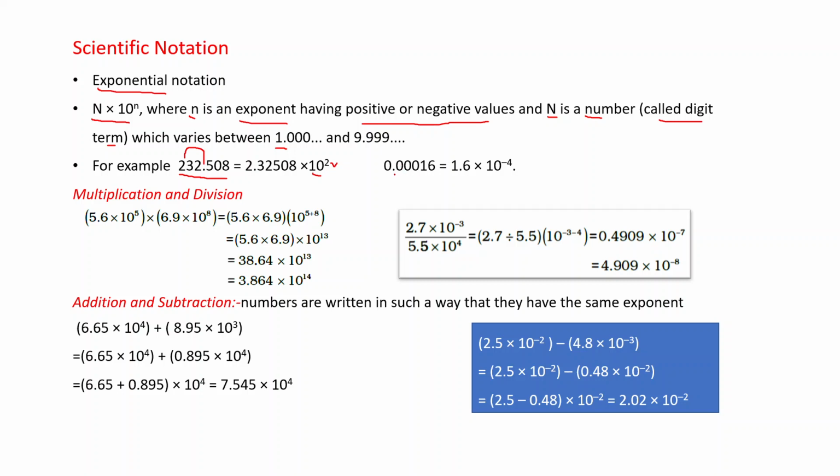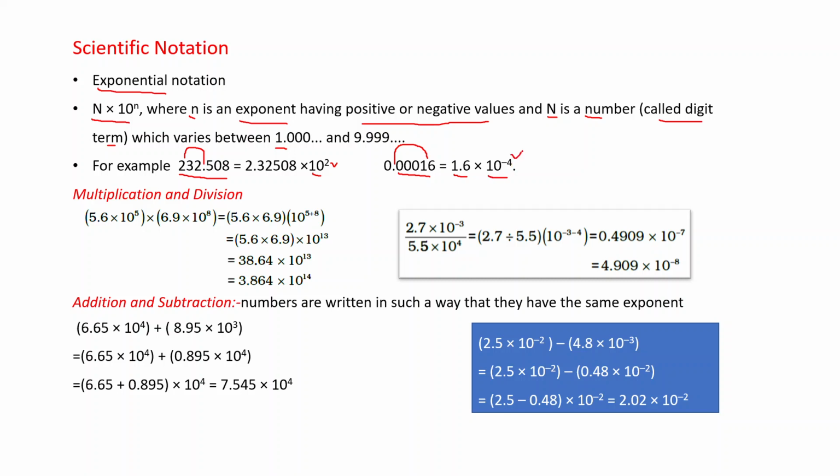Now come to 0.00016. In this way, we have to shift this decimal to the fourth place on the right side. That's why this is 1.6 into 10 to the power minus 4.